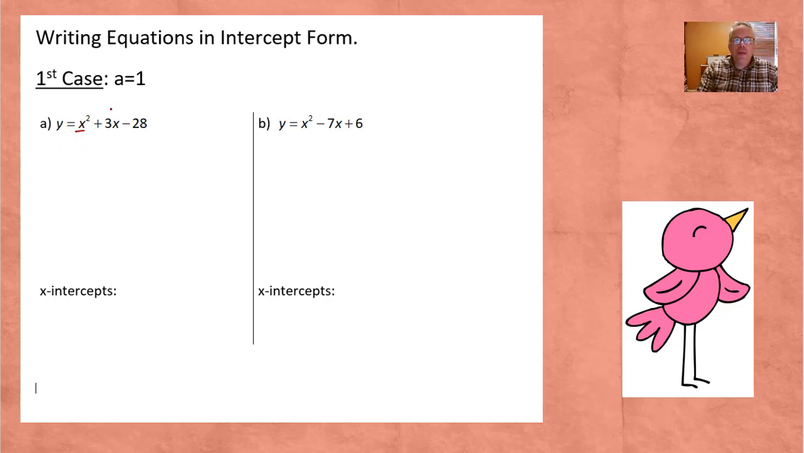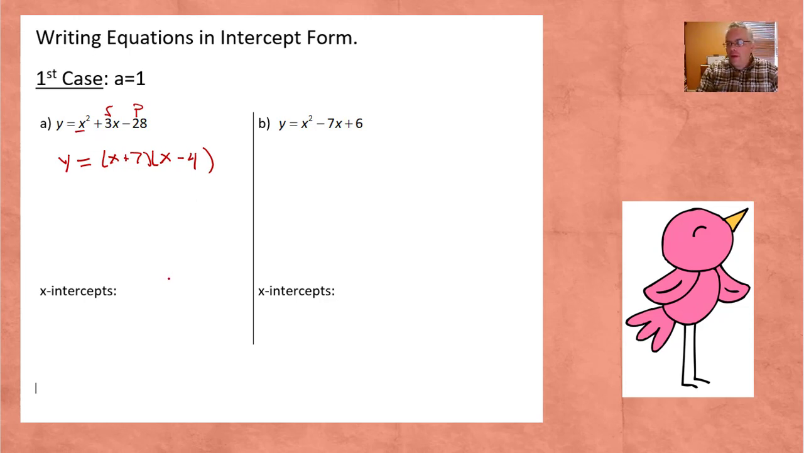In fact, since it's monic, we can use the sum and product method. So we're looking for two numbers that add to 3 and multiply to negative 28. Monics are always a little bit nicer. So let me see. We're going to put x and two numbers that add to 3 and multiply to negative 28. I believe that would be plus 7 and minus 4. So there it is. We're already in intercept form.